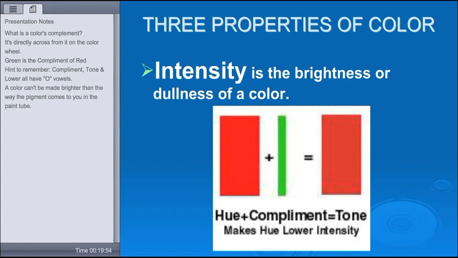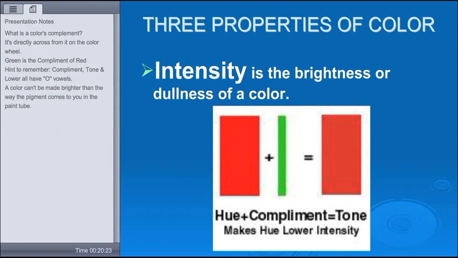Tone makes hue lower intensity. So what is color complement? It is the color that's directly across from the other color on the color wheel. Green is the complement of red. All colors can't be made brighter than the way the pigment comes out of the tube. So if it comes out a really bright red, you can't do anything to make it brighter, but you can do things to make it duller.